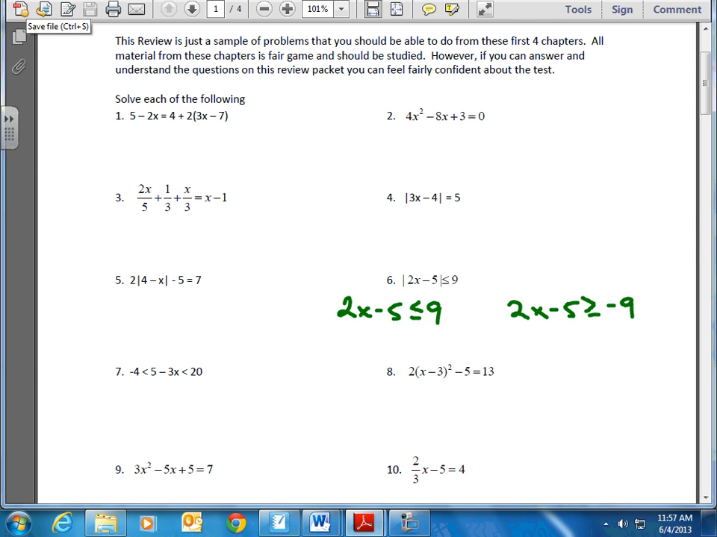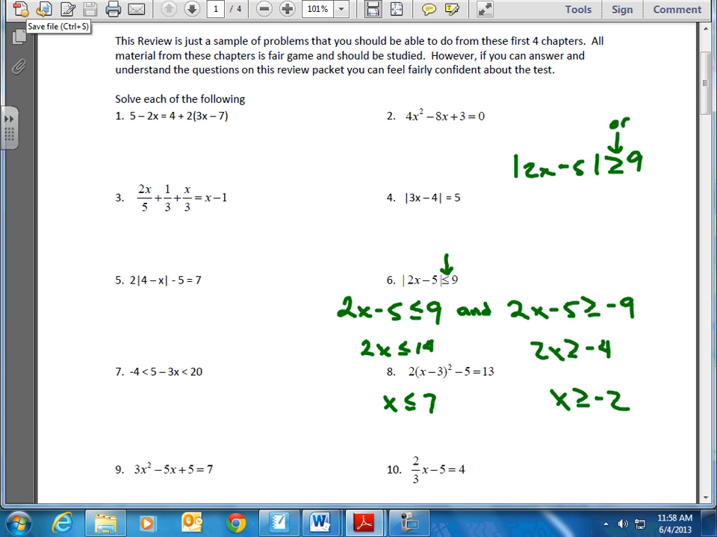Next thing, if it says the absolute value of something is less than, this will be an and statement. If it said the absolute value of something is greater than, it would be an or statement. I'll explain more about that here in a second when we're done solving. Okay, this will be an and. So solve just like we did. Add 5 to both sides. Divide by 2. Add 5 to both sides. Divide by 2.